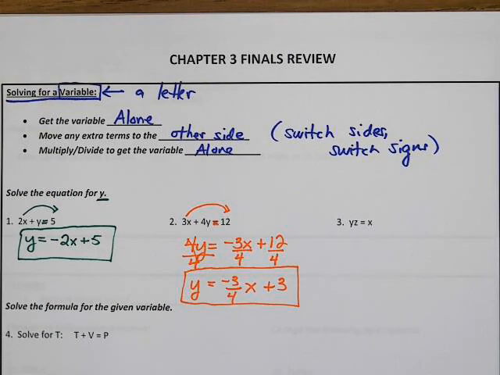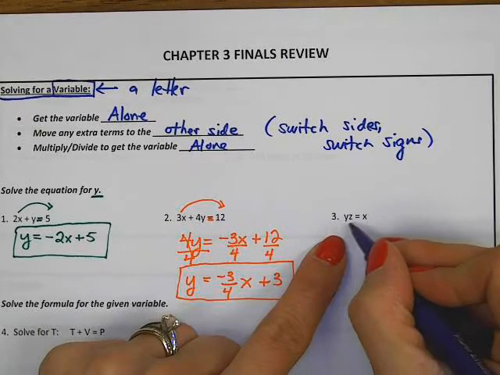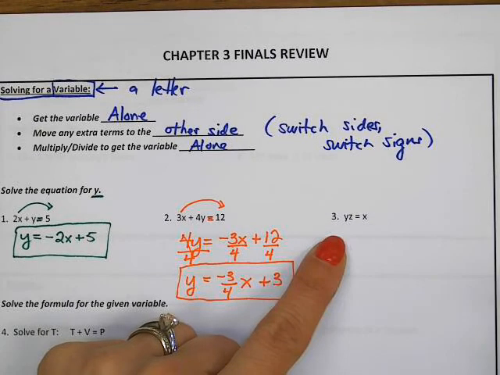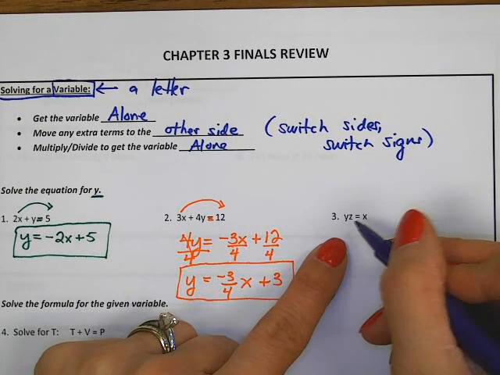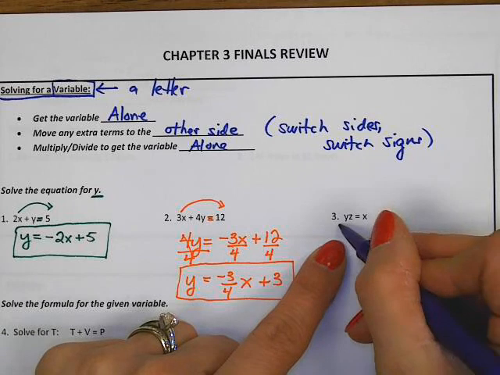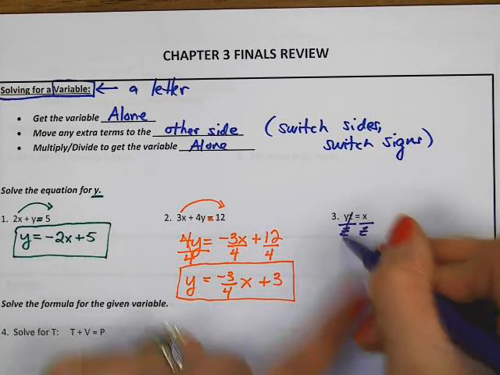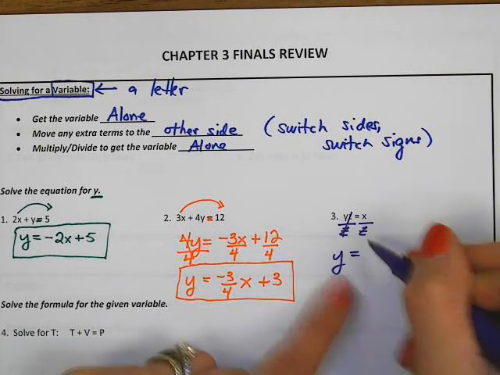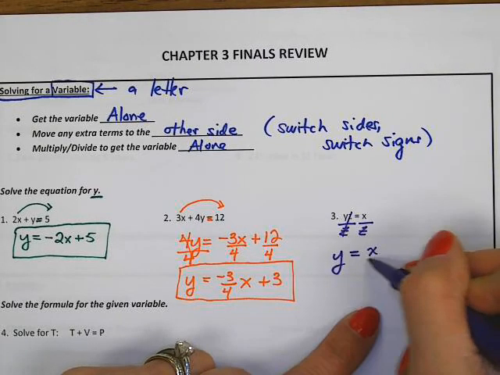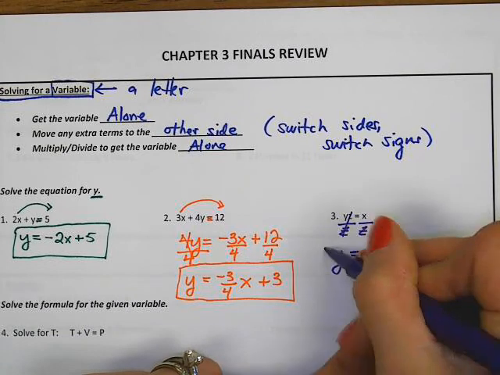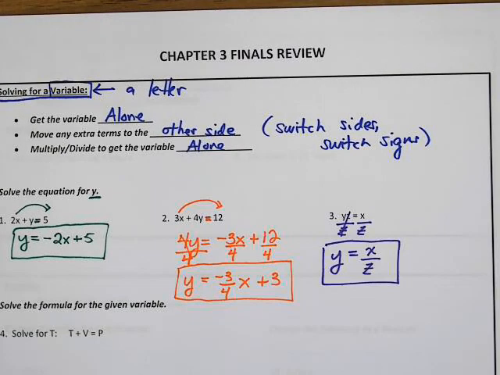Okay, number 3 is just a nice small little baby problem here, but the y is not alone. It's being multiplied by a z. So I have to get the y alone. The opposite of multiply would be to divide, and I'm going to divide both sides by a z. And that makes the y alone. Y is x divided by z. Okay, we got one more problem here.